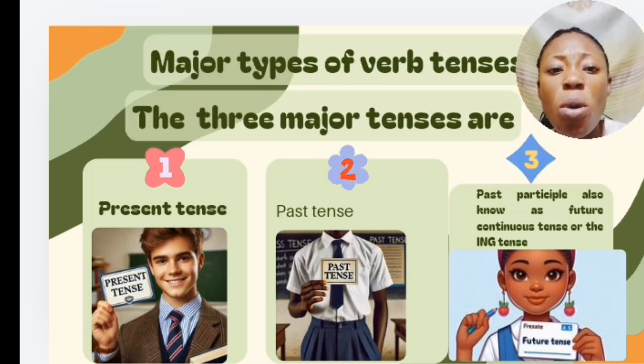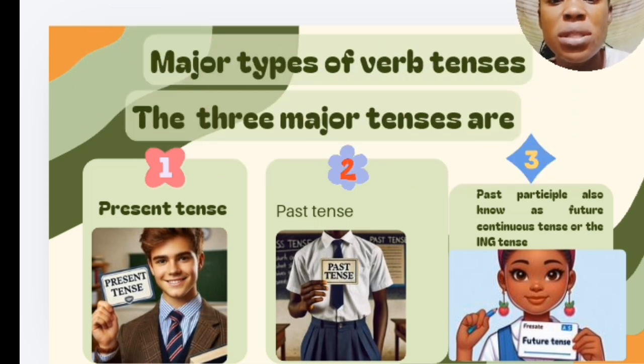Now, there are three major types of verb tenses. Like we said in the last slide, there are three major types of verb tenses. The first one is present tense, the second is past tense, and the last one is future tense.